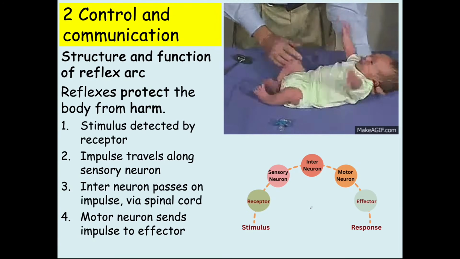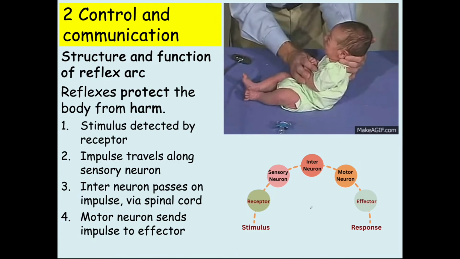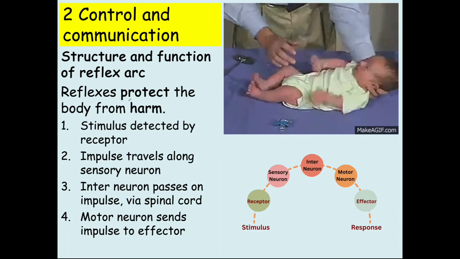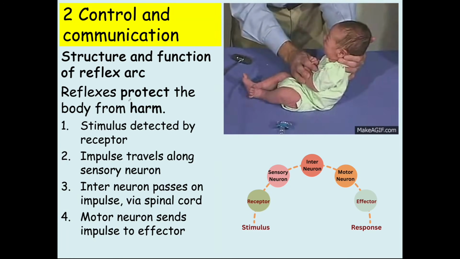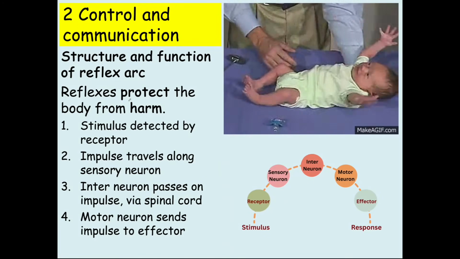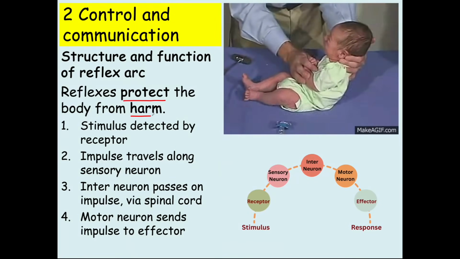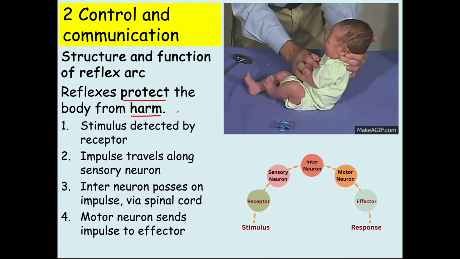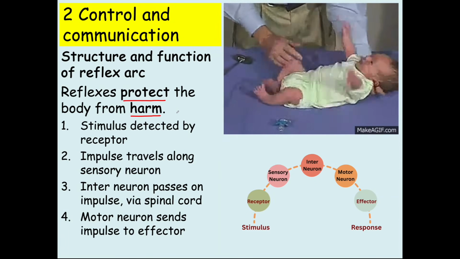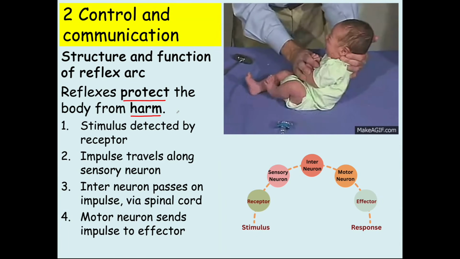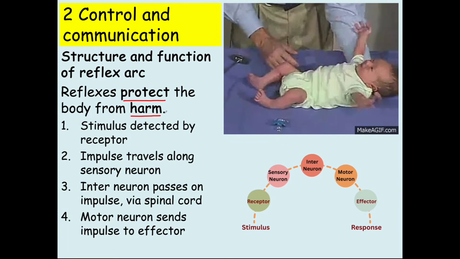The last thing we need to know about the nervous system is about reflexes. Now, you've probably heard of reflexes before, but maybe not necessarily understood the protective function that they form within the human body. So reflexes protect the body from harm. That is a phrase that's well worth learning because, again, it has come up a few times in the exam paper. What is a reflex? A reflex protects the body from harm. But how does it work?